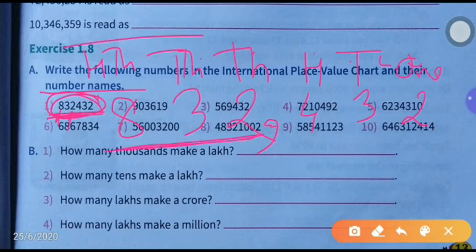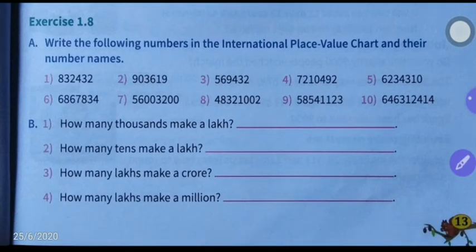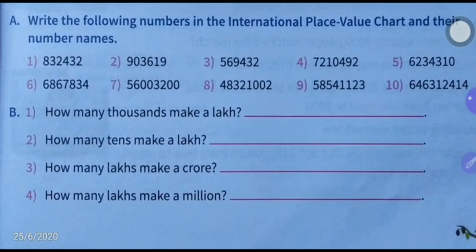832,000. This is the thousands period. How many thousand? 832,000 and 432. This one we have to write in words. All this we have discussed. Now see part B, I will show how to do it.